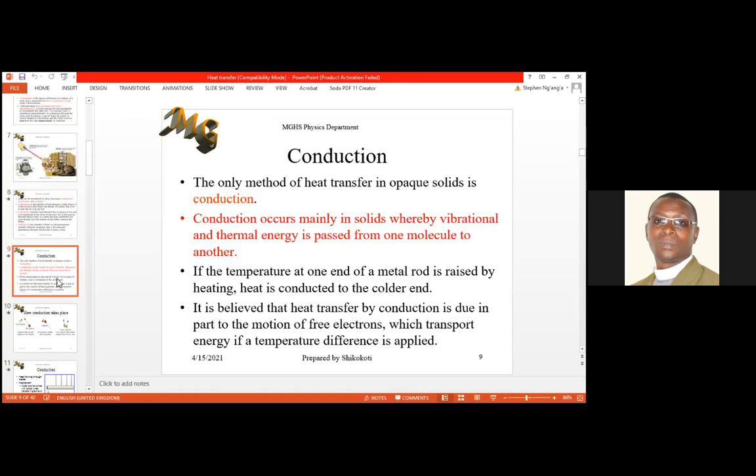Of course, there's also the general belief that the majority of the heat is conducted through the free electrons, especially in metals. And these are said to be the major contributors to heat transfer. Okay?